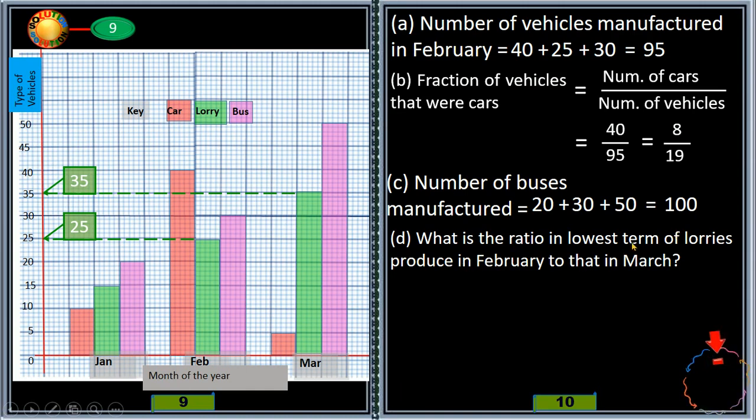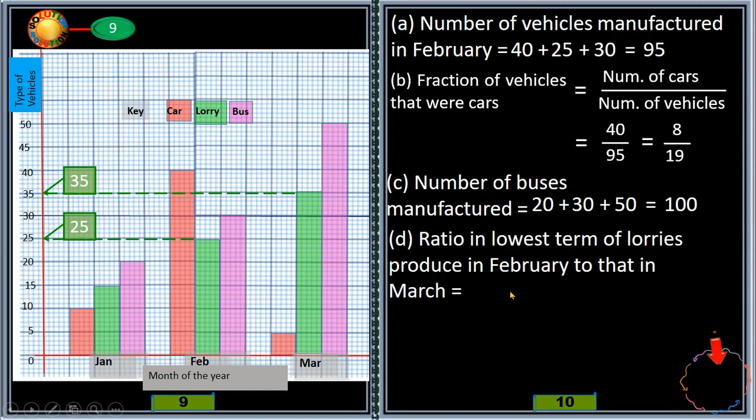So now, the question says, what's the ratio in the lowest term of lorries produced in February to that in March? So now the ratio will give us 25 for February is to 35 for the month of March. 25 and 35, there is a common factor. So we're going to divide this by 5, divide this by 5.